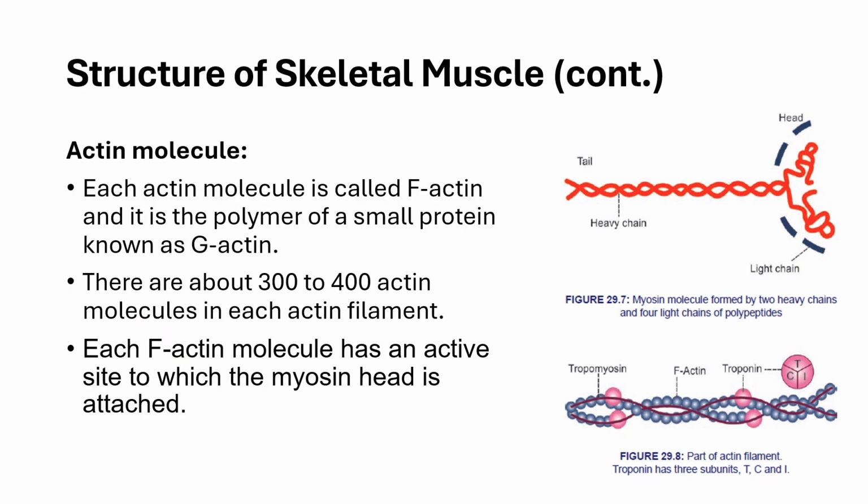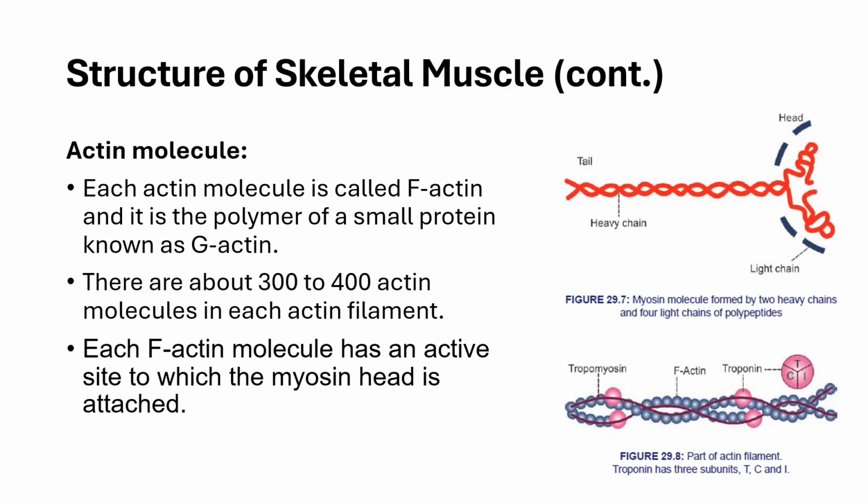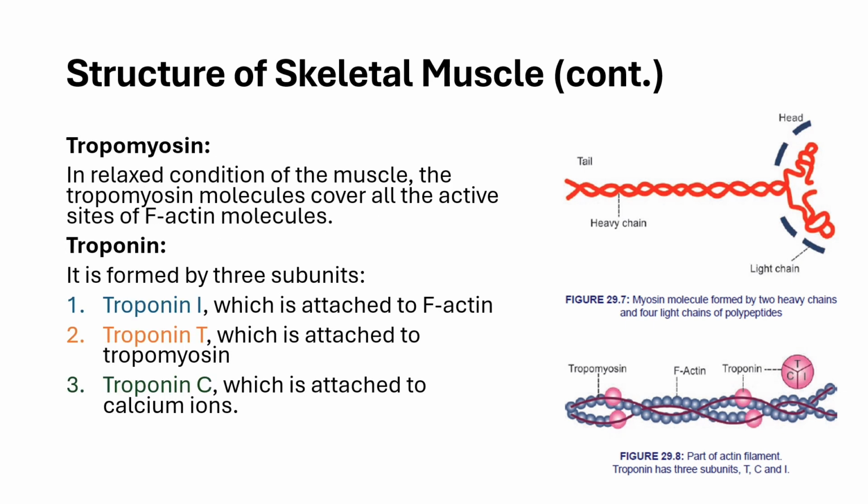Another molecule is troponin. Troponin is a complex protein made up of three subunits, each with a specific function. Number one is troponin I. It is attached to F-actin and it inhibits myosin binding. Number two is troponin T. This subunit binds to tropomyosin. It secures the troponin complex in place. And number three is troponin C. It binds calcium ions. It initiates a cascade that leads to muscle contraction.